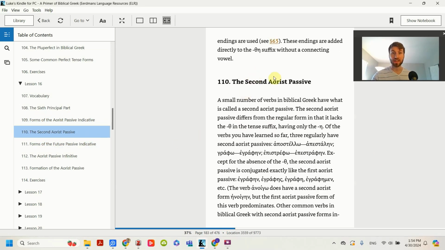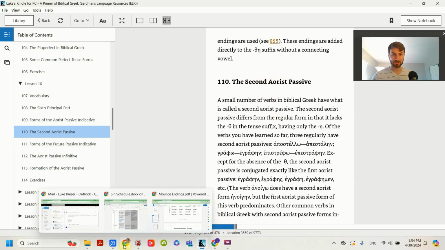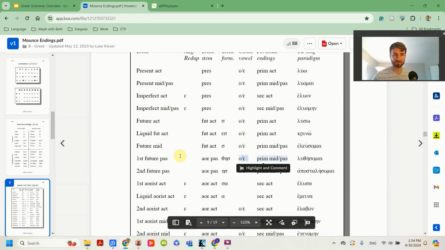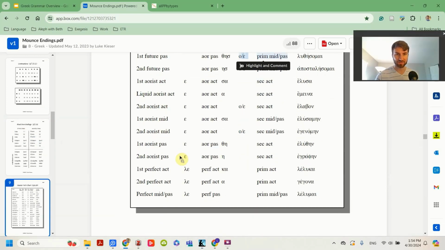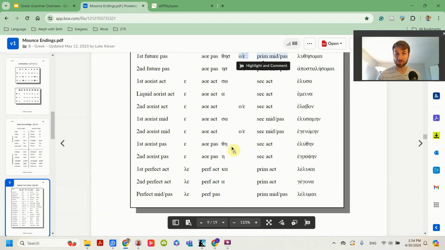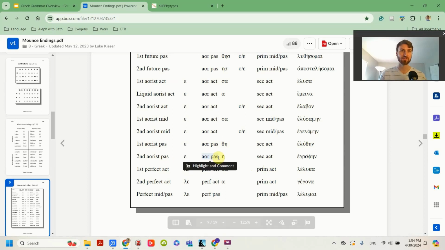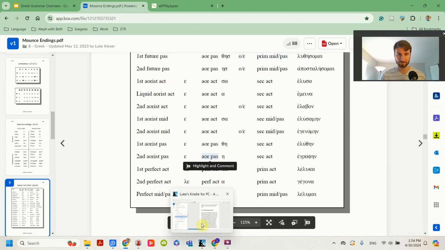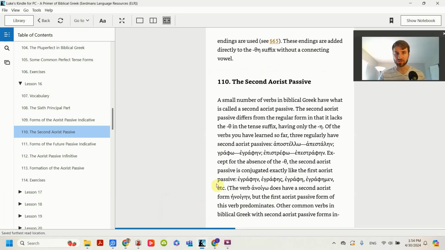Oh, and there's a second aorist as well. If we go look at Mounce on the second aorist passive here, we add the epsilon, we take the sixth principal part. Rather than a theta, the theta drops, but it still has the same endings. So the only difference between first and second aorist is that the theta drops, and you'll have to check the stem change for the second aorist. So you'll have to look at your principal parts.